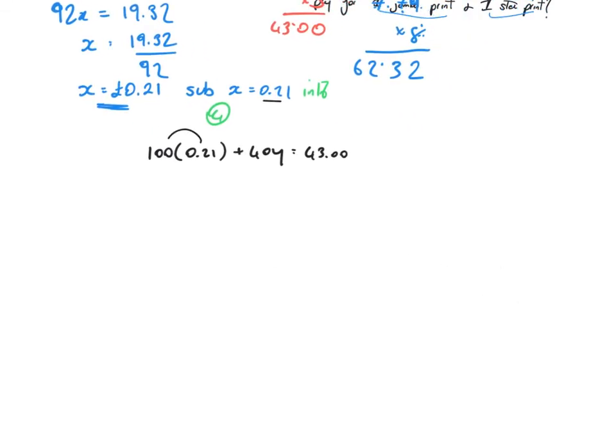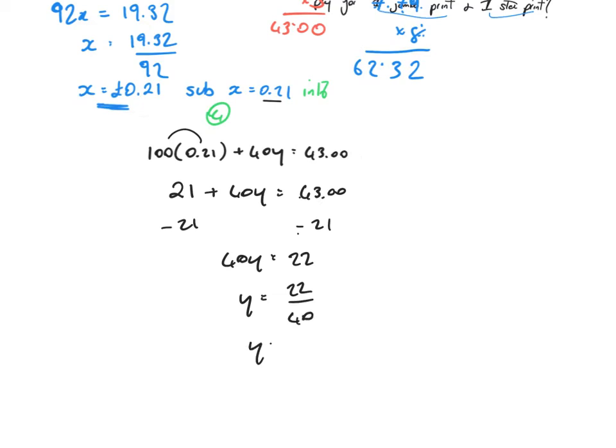Okay, so 100 times 0.21, I'll just move the decimal point twice there, that'll give me 21. 21 plus 40y equals the £43. 21 off of both sides, and that will give me 40y equals £43 take away £21, take your time, that will be £22. 22 over 40, and you'd probably get a calculator for that, and that will be 0.55 pounds, 55 pence.